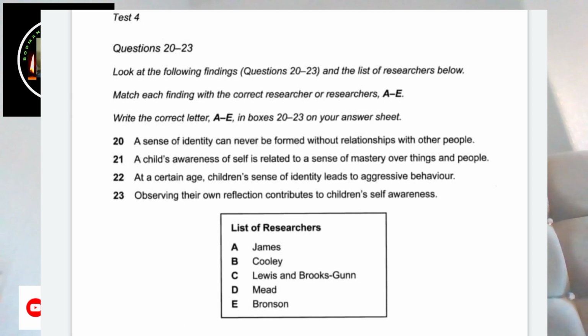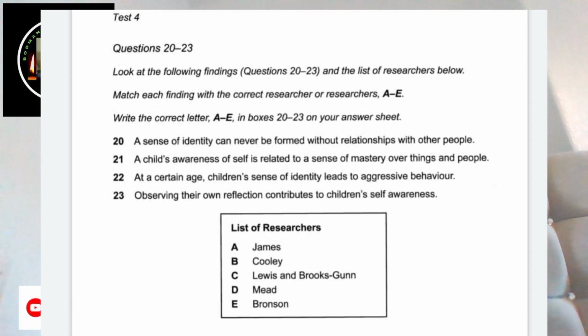Next one. A child's awareness of self is related to a sense of mastery over things and people. I don't think we read anything like that. Mastery over things and people, I don't think we read that. If you are following me, you will see that there's nothing like that where we just read. The next one, at a certain age, children's sense of identity leads to aggressive behavior. Did we even read anything about aggressiveness or certain age? They didn't even mention any age in that place we read. So I ruled that out.